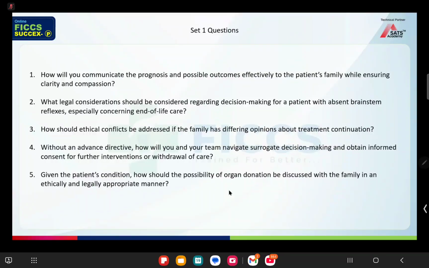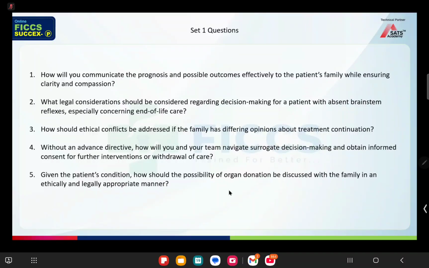Did you get my question? I'm trying to understand. I'm getting around it, ma'am. The legal considerations will be because there will be a conflict in understanding, because the brainstem reflexes are not there. The legal consideration is when to forgo the life support here, because brainstem reflexes are not there.